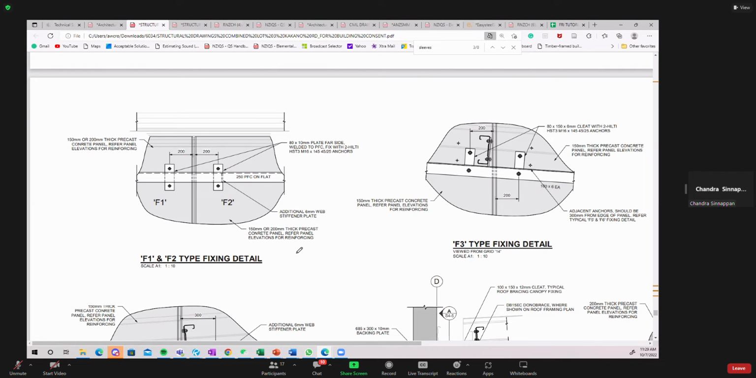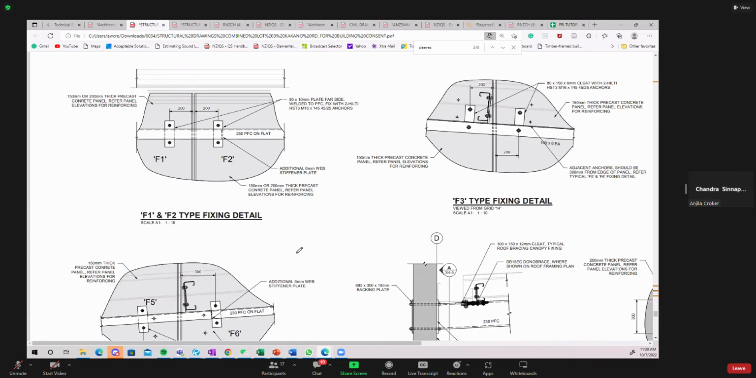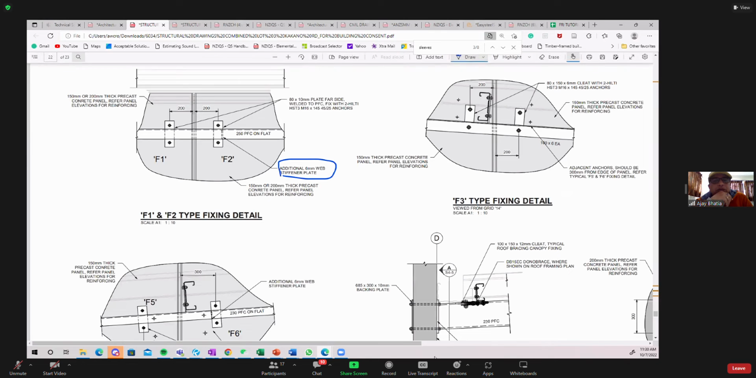In the same drawing, can I ask a question? Here they have mentioned an additional 6 millimeter web stiffener plate, but other than this there is nothing else. Which drawing? The same, F1, F2. F1, additional 6 mm web plate, stiffener plate. Yes, that additional 6 mm plate is being used, stiffener plate.